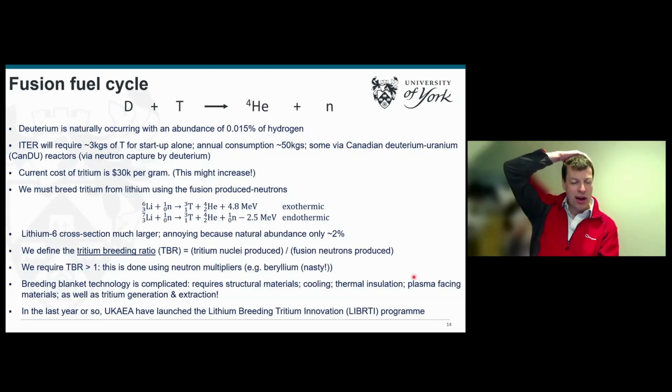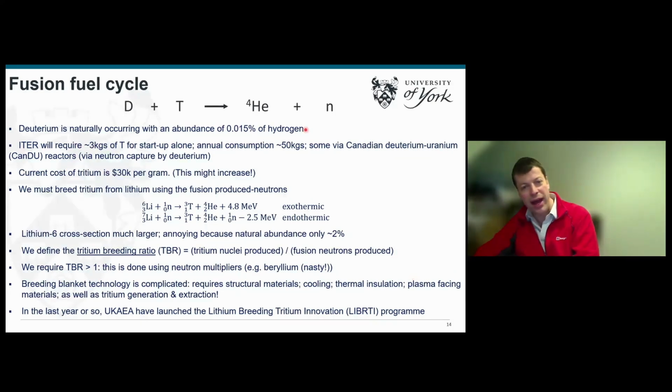Right, quite a lot on this slide. I've got this slide largely for completeness. Here's the reaction where we're getting most of the power. I've said deuterium is naturally occurring. Tritium, challenging. ITER, which is a big prototype power plant being built in the south of France, will require about 3 kilograms of tritium just for startup alone. This is quite a big part of the global tritium market. It's also quite expensive. Tritium currently costs about $30,000 a gram. Cost might go up.